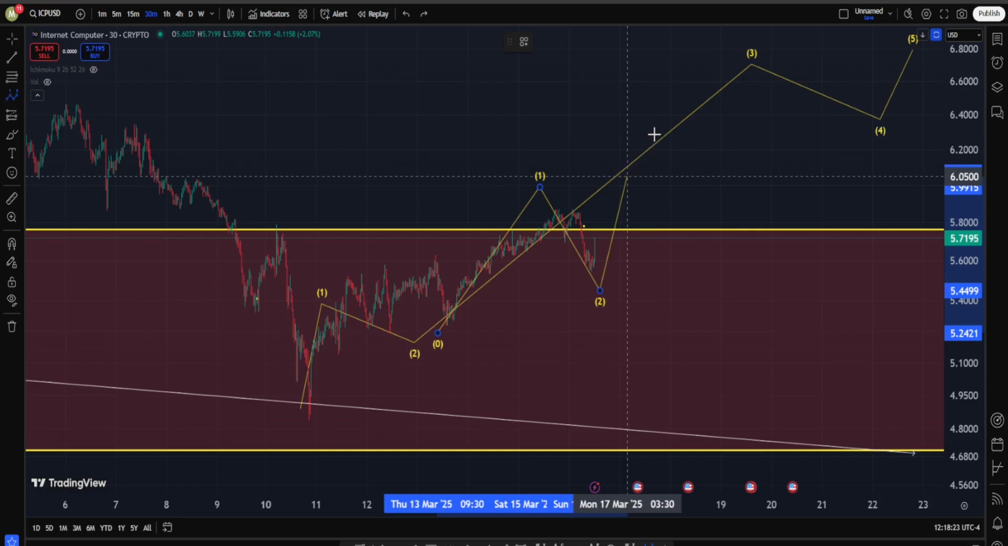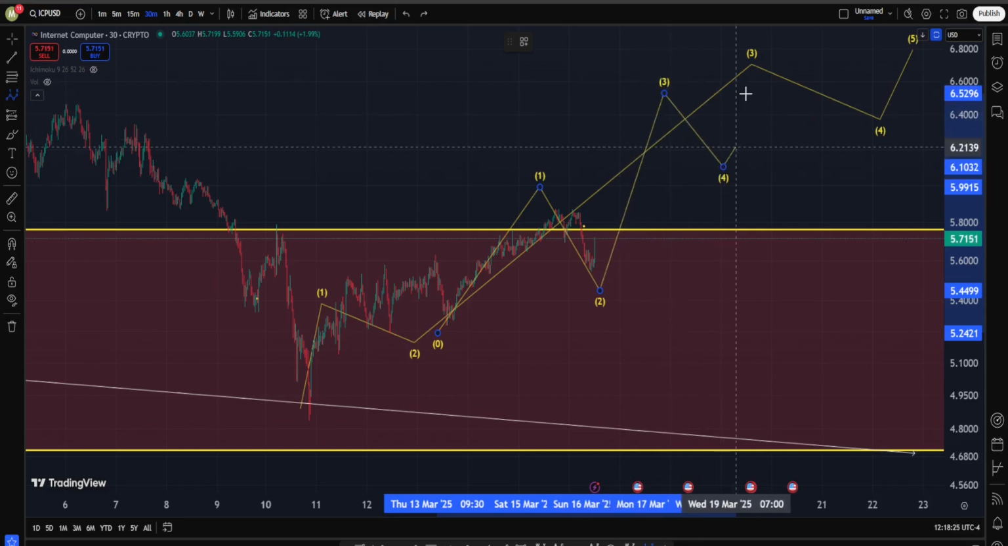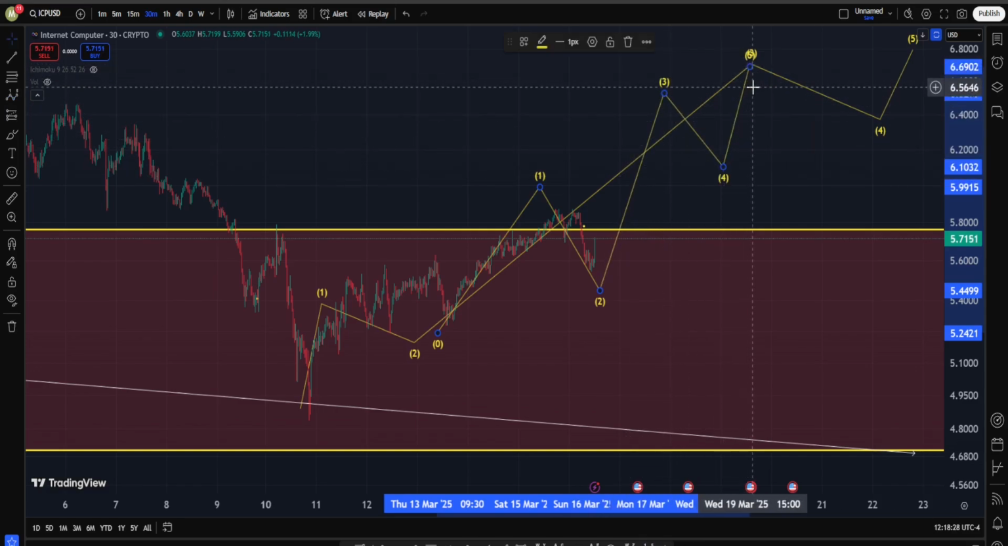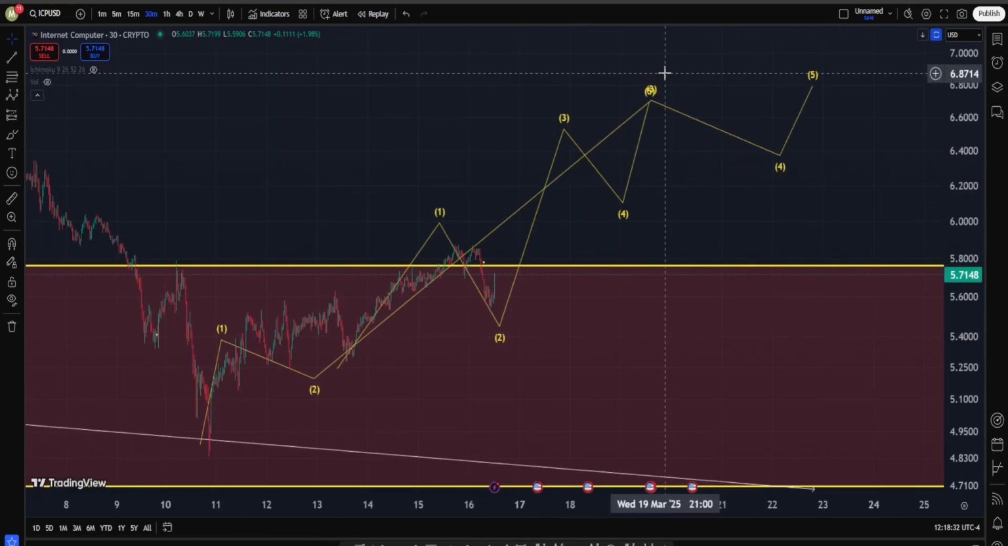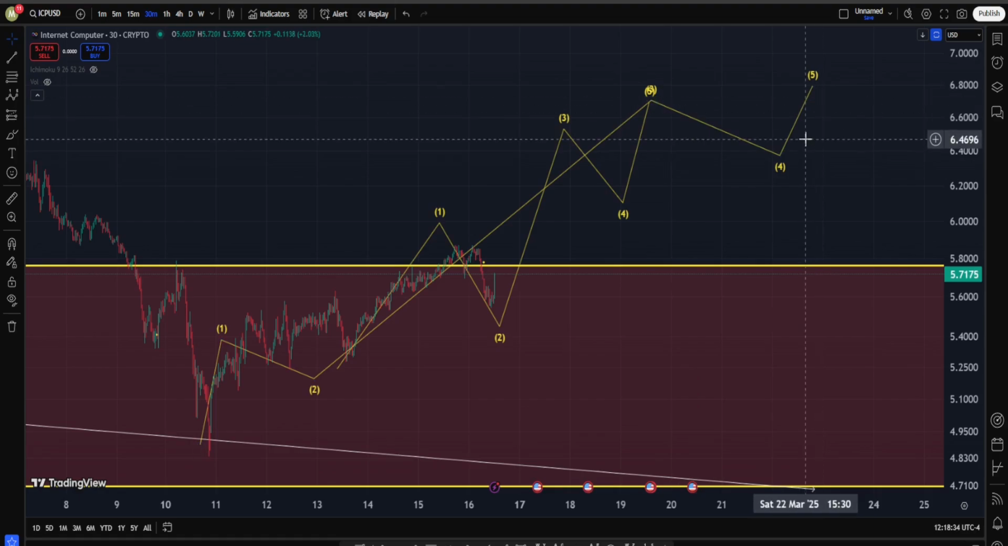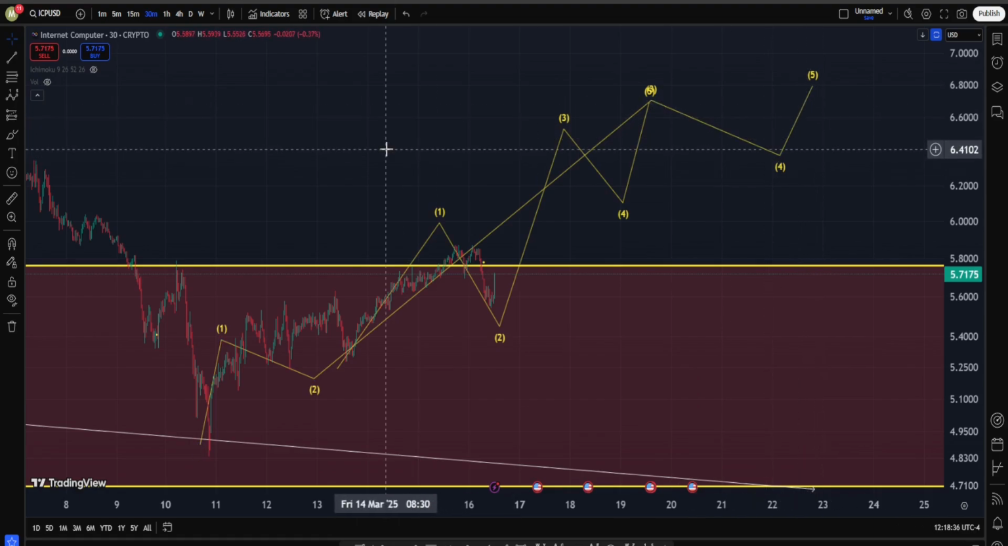And if this is the case, I want to see a strong move up coming in Internet Computer in order to have a big wave 3, 4 and 5, and then we can get a consolidation, followed by that we want to see another move on the upside. And this is the main problem that I have at the moment in ICP.